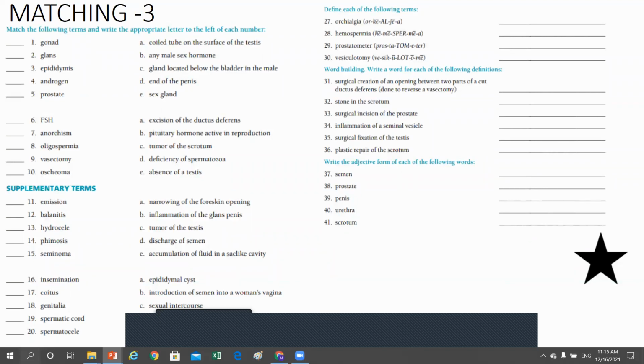So if you look over here, prostate, just now we talked about a gland related to the bladder, located below the bladder in the male. Then we have androgen, the male sex hormone. Then we have epididymis, the coiled tube on the surface of the testes. Then we have gonads, the sex glands. Similarly, we have these. So you will go through this.